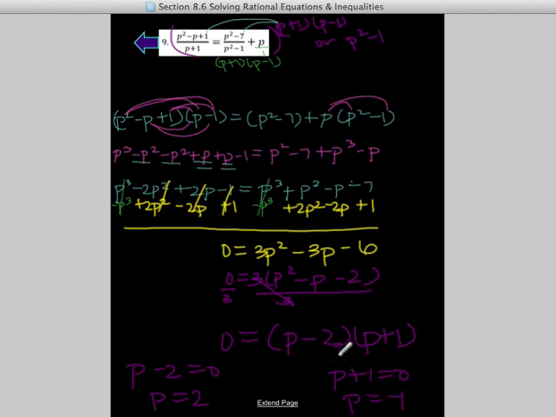And I check. If I plug that into here, would I have any problems? Well, 2 squared is 4. 4 minus 1 is 3. So we're good there. But if I plug in negative 1, would I have any problems? Negative 1 plus 1 will give me 0. So this one is extraneous. So my only solution is p equals 2.